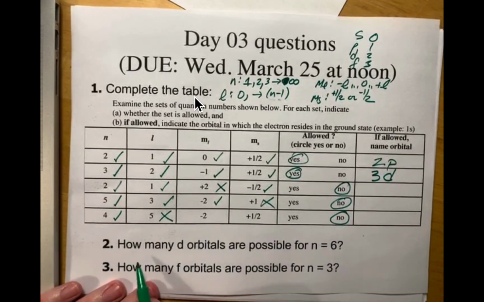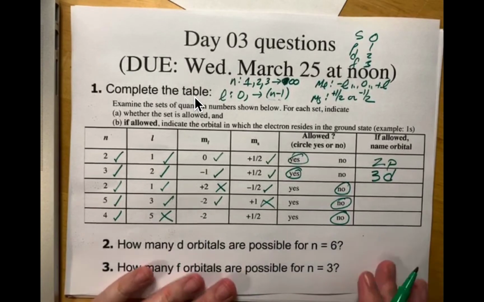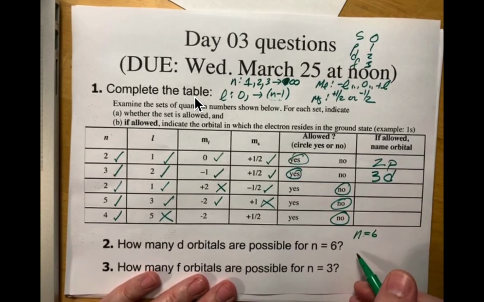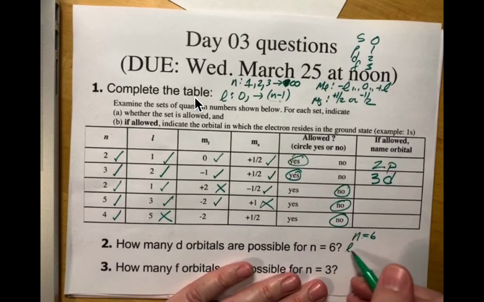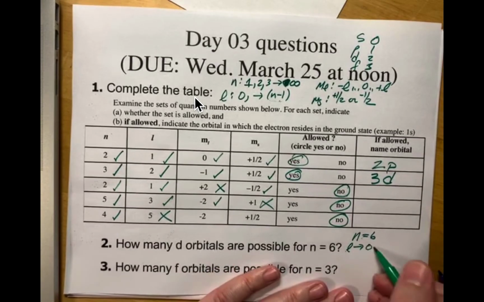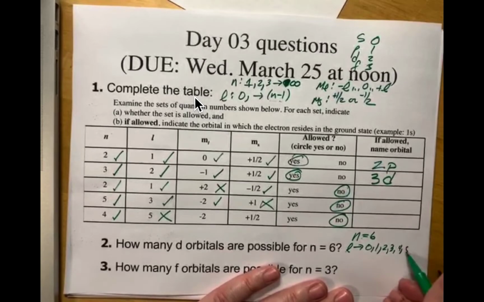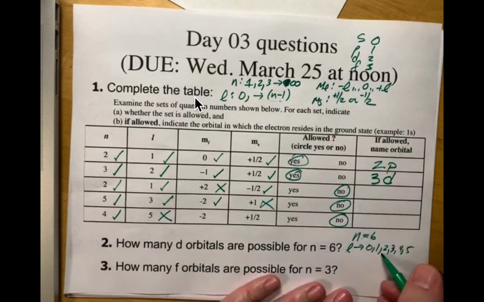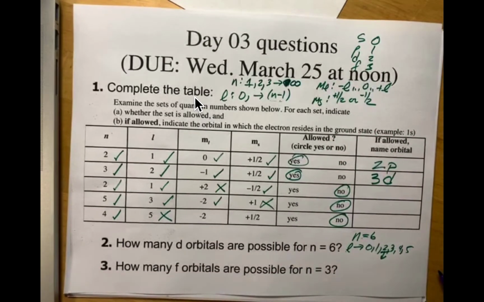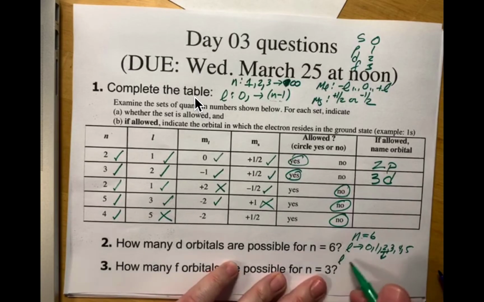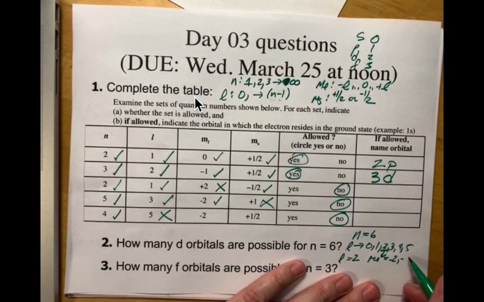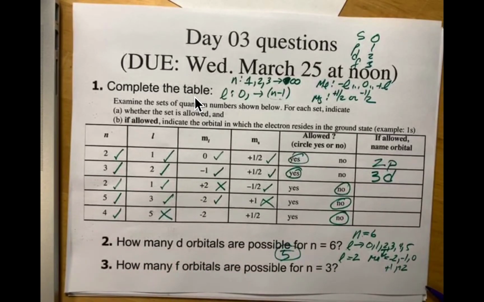All right, next. How many d orbitals are possible for N equals 6? L will have values from 0, 1, 2, 3, 4, and 5. But for a d orbital, the L value is 2, so that's all that really matters here, is that the 2 is allowed. And then if L equals 2, M sub L equals -2, -1, 0, +1, +2. So there would be 5 values allowed.